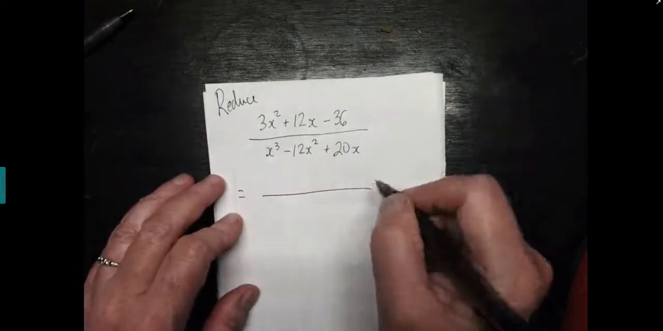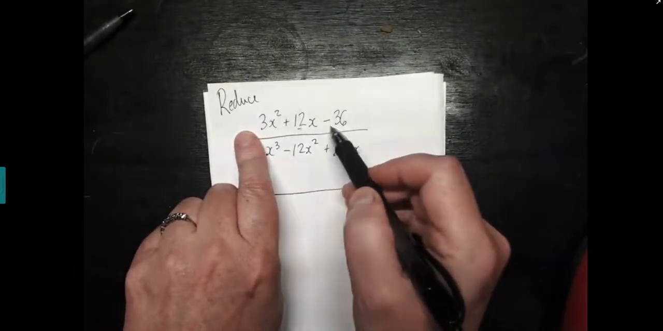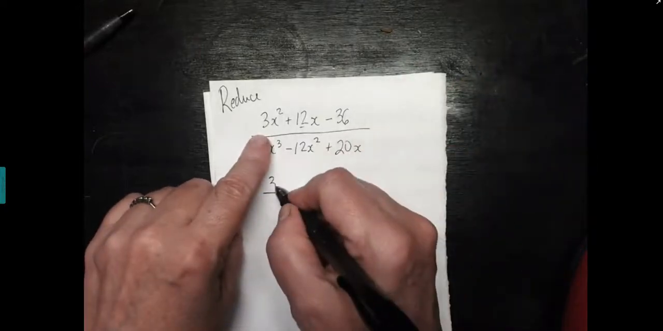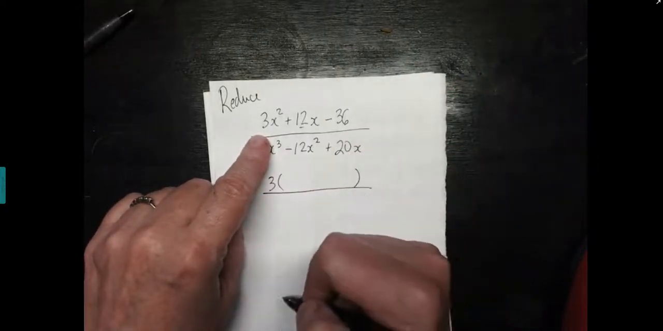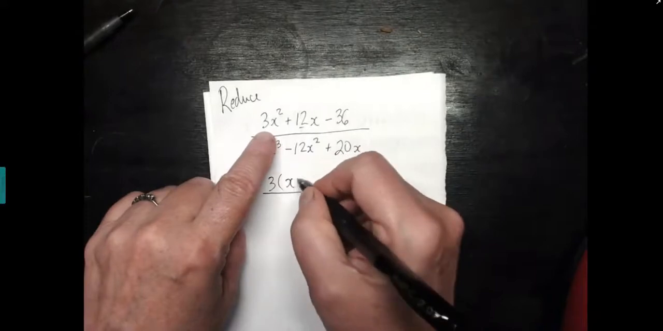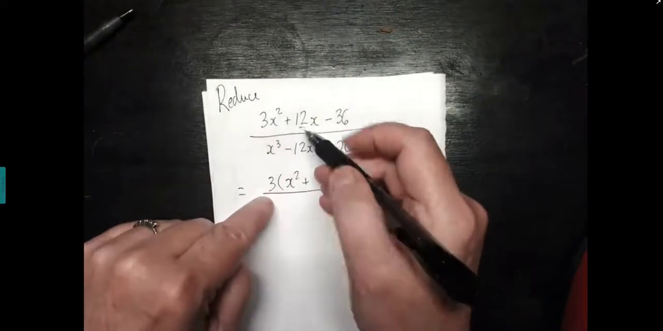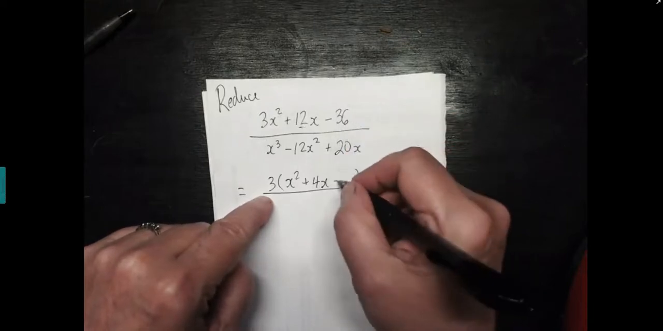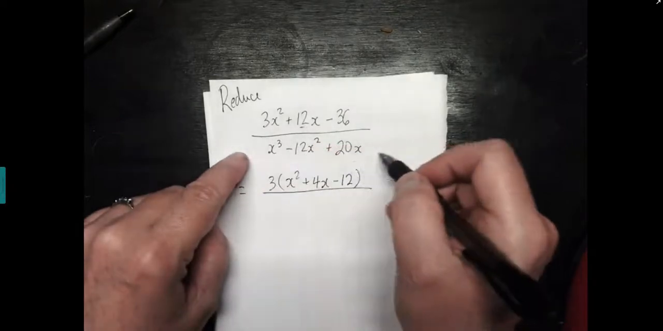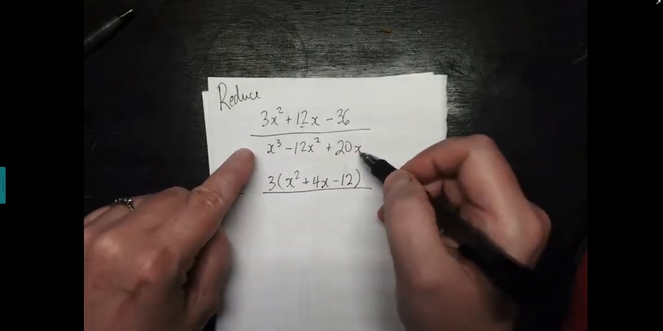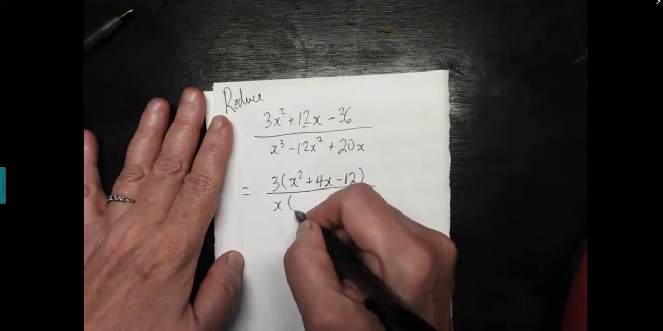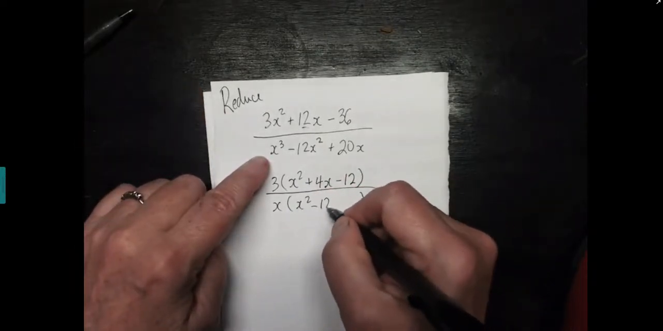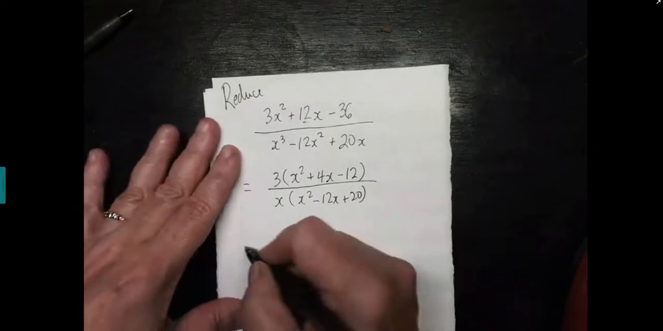And in this numerator, I can see that each of these numbers is divisible by 3, so I can factor out a 3. And when I do that, I'm left with x squared plus, well, 12 divided by 3 is 4, and 36 divided by 3 is 12. When I look at the denominator, I can see that they have an x term in common, so I can factor out an x. And when I factor out that x, I'm left with x squared minus 12x plus 20.